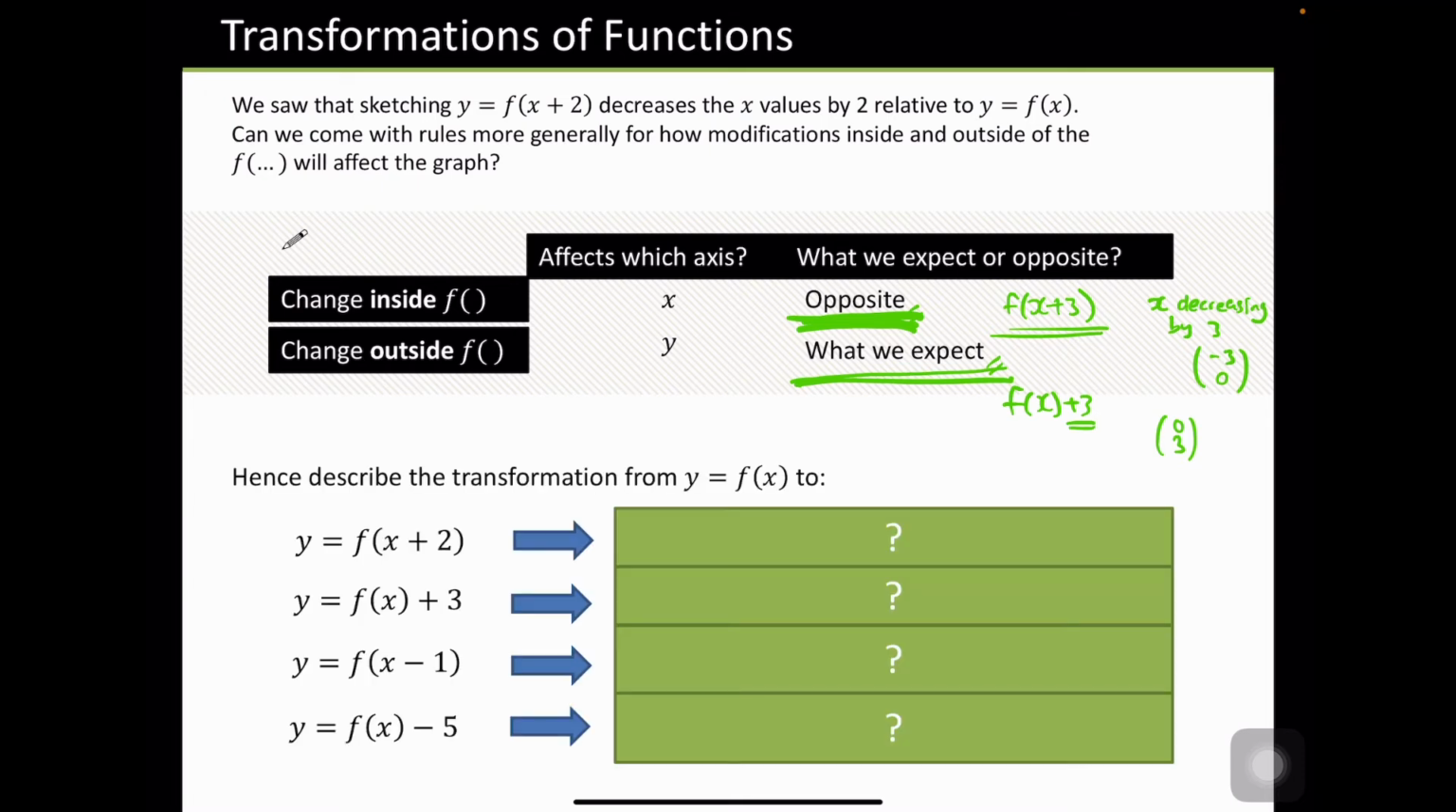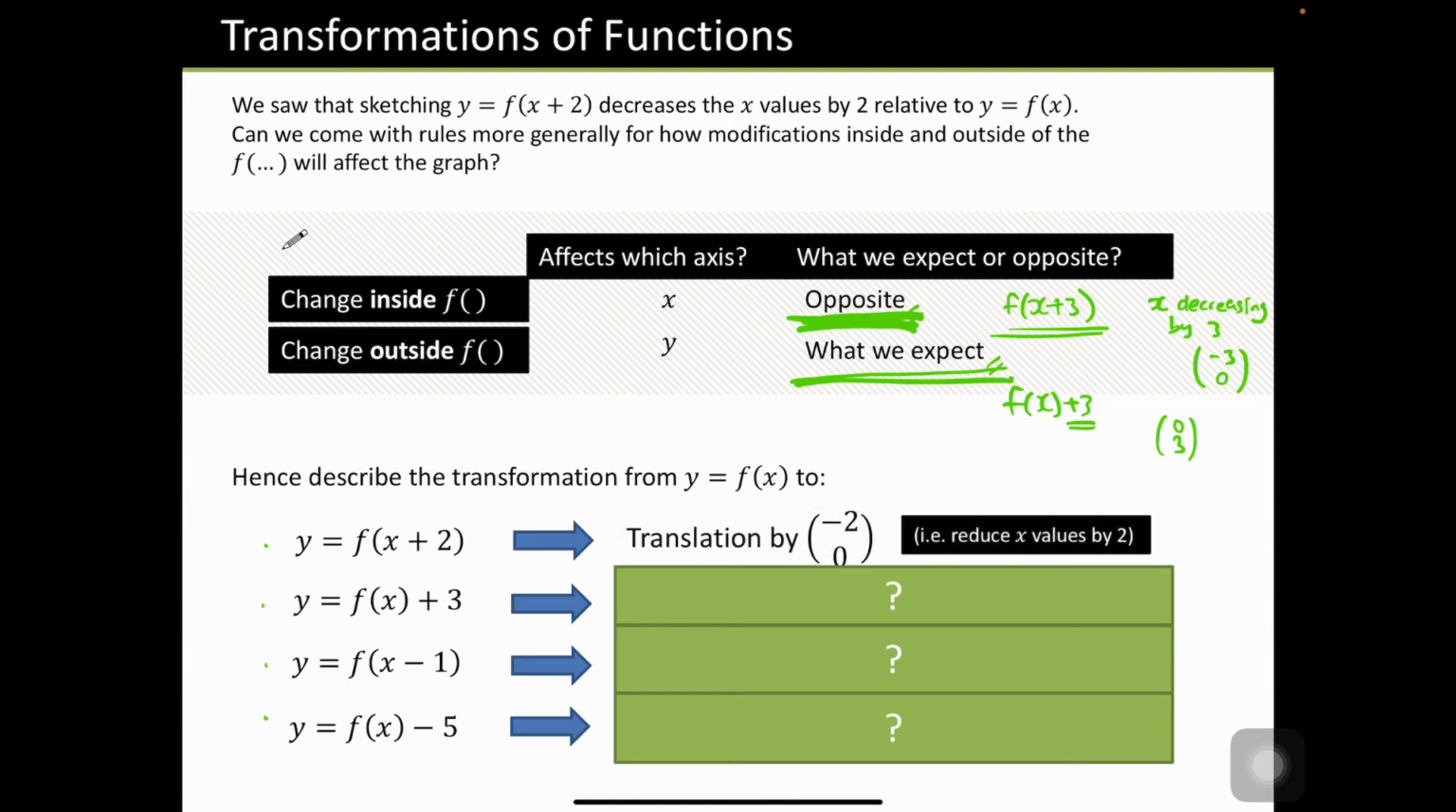Now, using everything we have done so far, please try to describe the transformation from y equals f of x to each of these functions. So for example, just say what is going on. Is it a translation? Are you moving up, down, left, right? Write the vector with which you are translating by as well. So yeah, pause this video, have a go answering these questions. I'll go through the answers in a sec. So here are the answers.